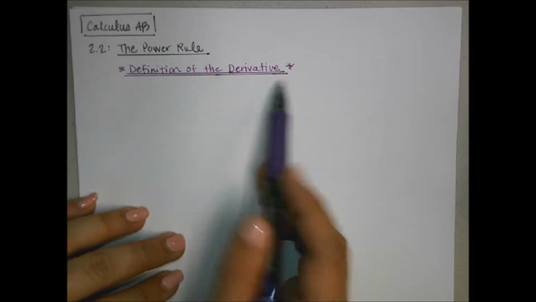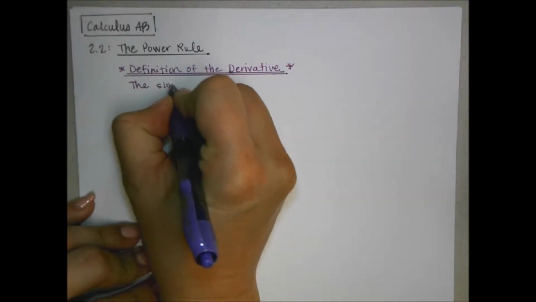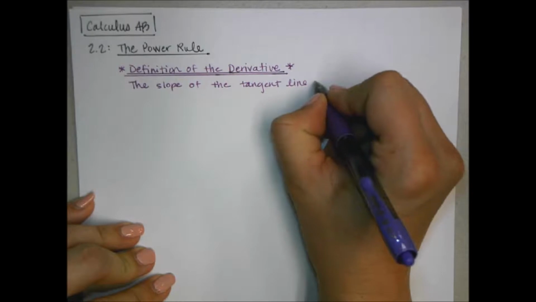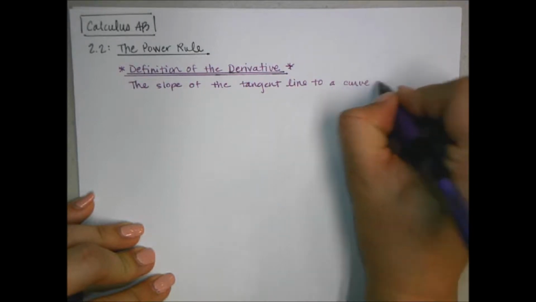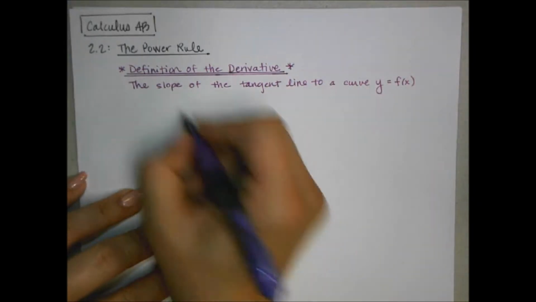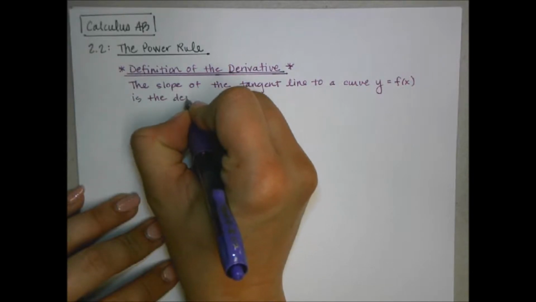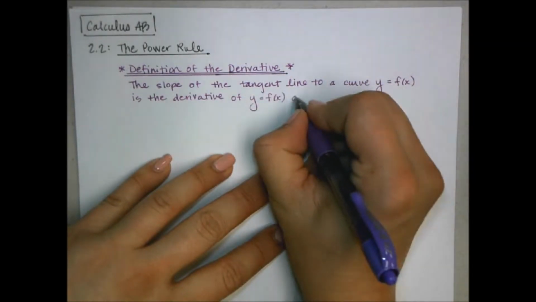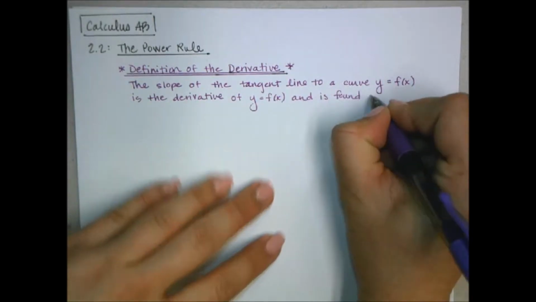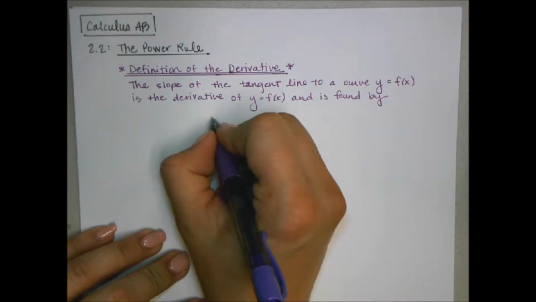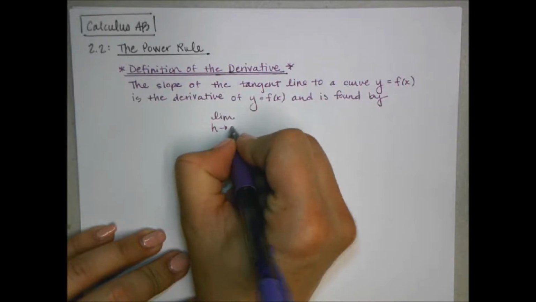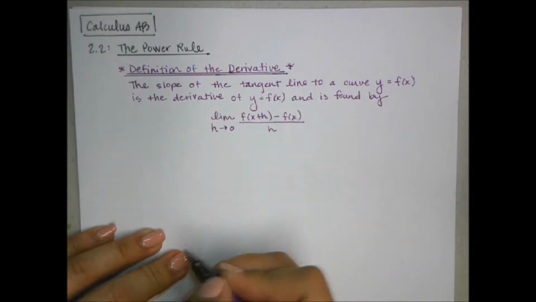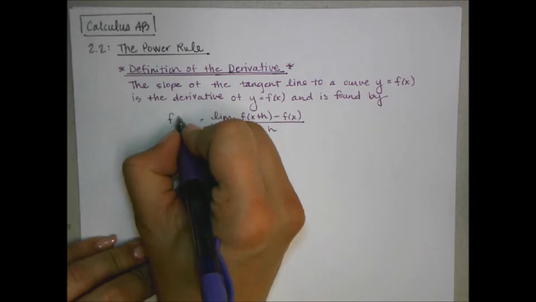We're going to review the definition of the derivative first, which says the slope of the tangent line to a curve y equals f of x is the derivative of y equals f of x and is found by the limit as h approaches 0 of f of x plus h minus f of x all divided by h. So this is called f prime of x.